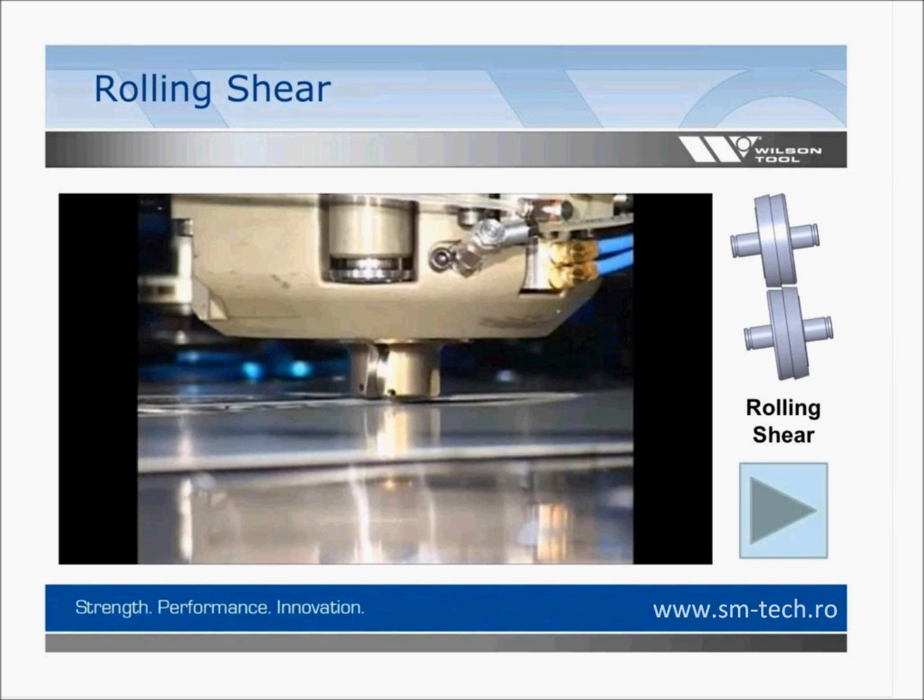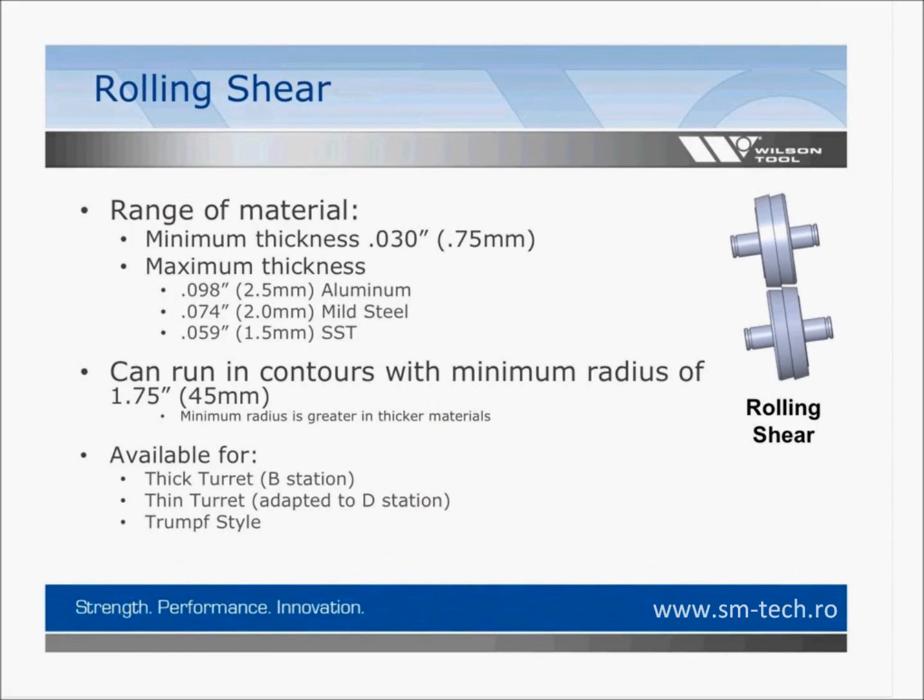So back to our discussion about the rolling shear tool. We just watched that video of the rolling shear cutting along. The range of material that the rolling shear tool can be used on, typically we say the minimum thickness is 0.30 or 0.75 millimeters. And then the maximum thickness depends on the material type. In aluminum's 0.98 thickness, mild steel 0.74, and 0.59 stainless steel.